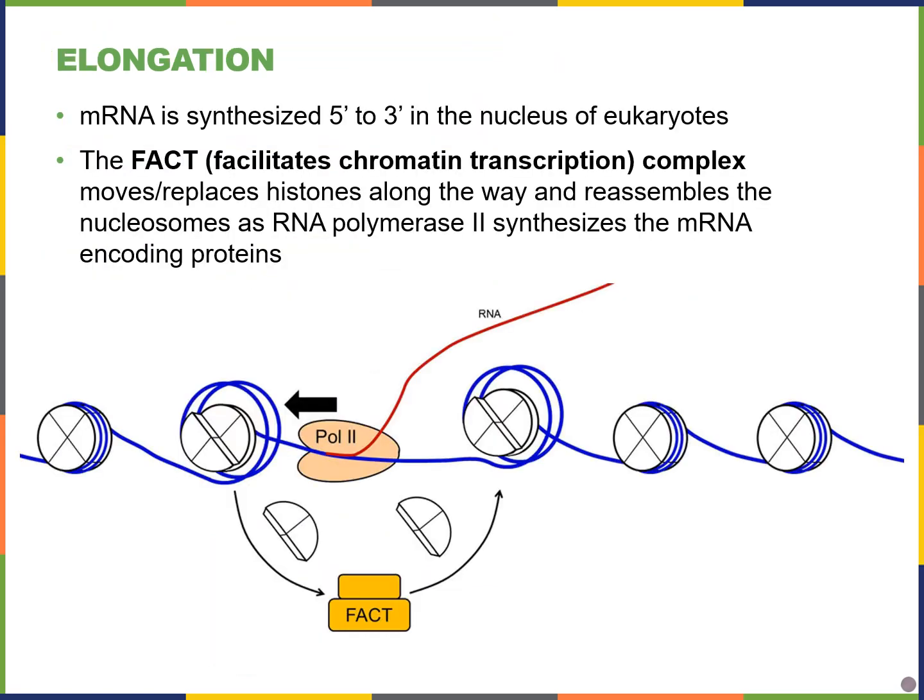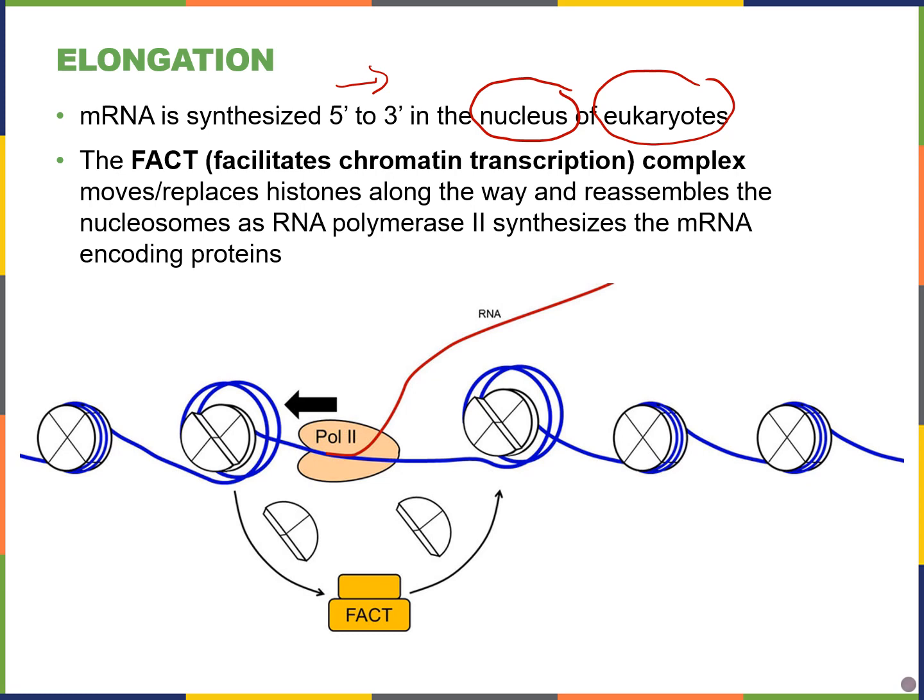For the second step of transcription, elongation, there are also differences compared to prokaryotes. In eukaryotes, it's similar to prokaryotes in that messenger RNA is synthesized in the direction of 5 to 3 prime, but this is going to happen in the nucleus of eukaryotes, whereas in prokaryotes it's happening in the cytoplasm since they don't have a nucleus.